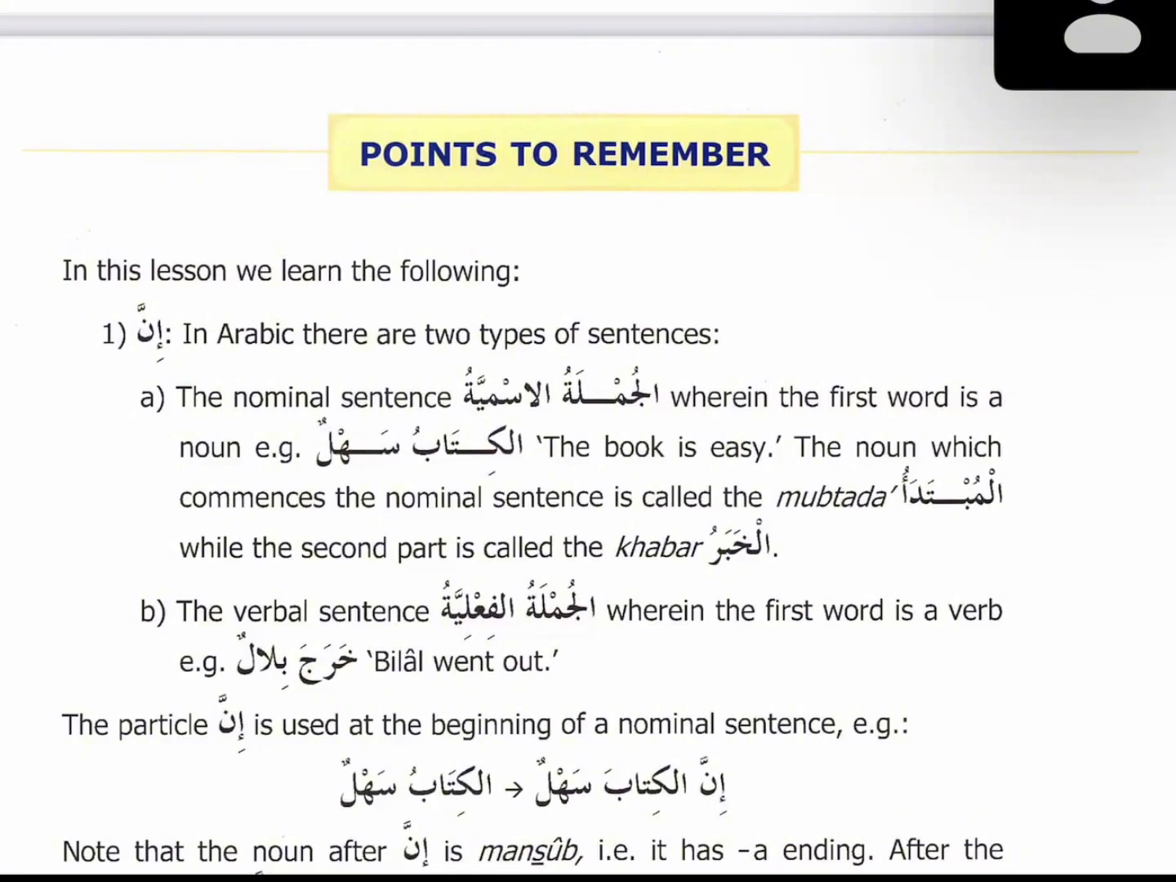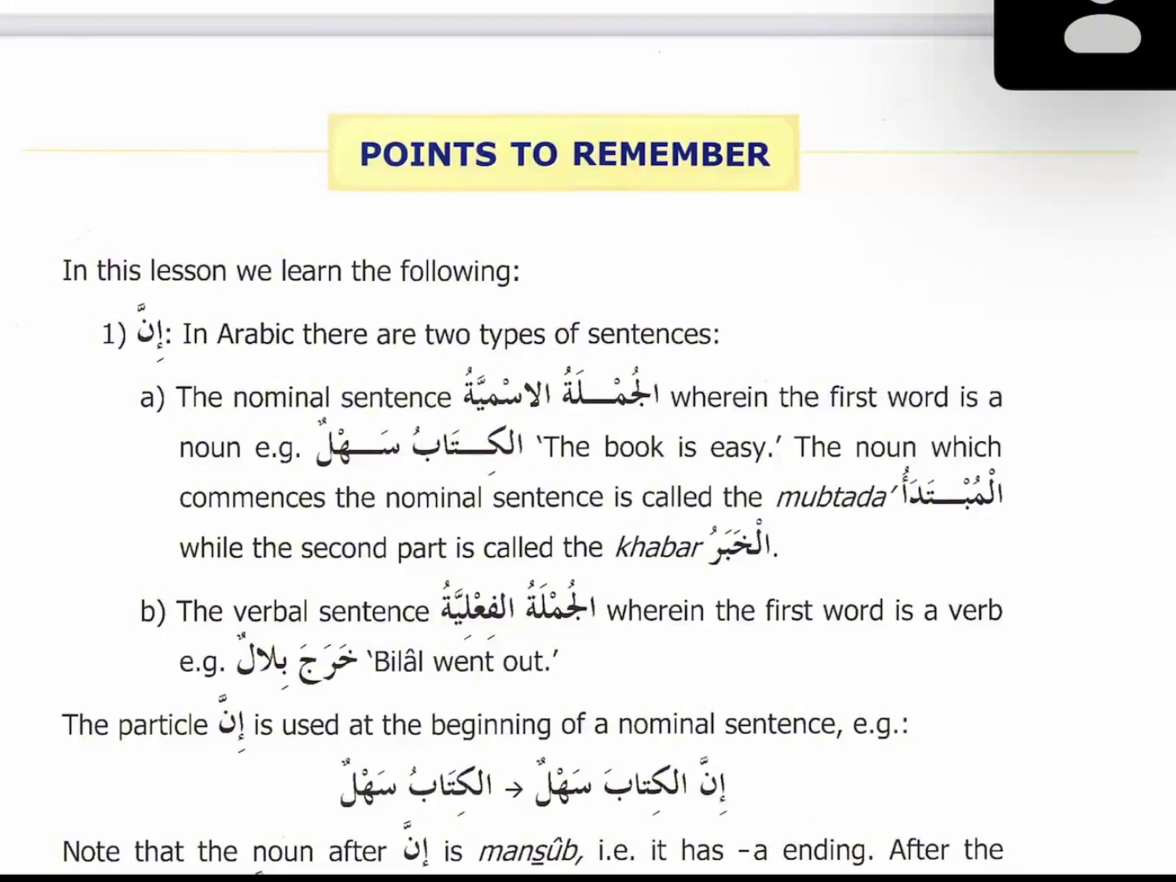Al-Kitabu Sahlun. The book is easy. The noun which commences the nominal sentence is called the Mubtada. And the second part is called the Khabar. So, Al-Kitabu is the Mubtada and Sahlun is the Khabar.